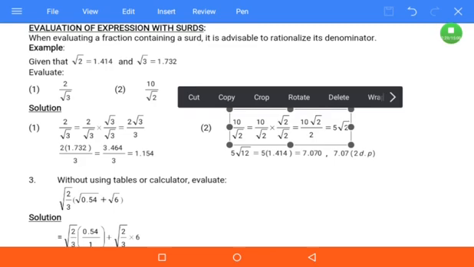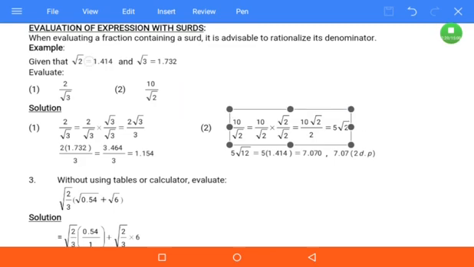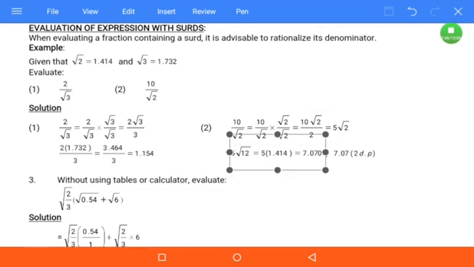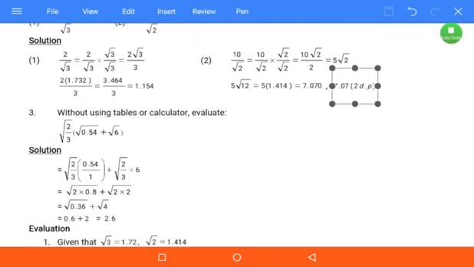What do we do here? Slot in the value of root 2. Root 2 is 1.414. So that's 10 times 1.414 over 2. Or you say 10 over 2 first, that will give us 5. Can you see that? So 10 over 2 gives 5. That's 5 root 2. Slot in the value of root 2, which is 1.414. You have 5 times 1.414, which will give us 7.070 or 7.07 to 2 decimal places. That's simple, I think.